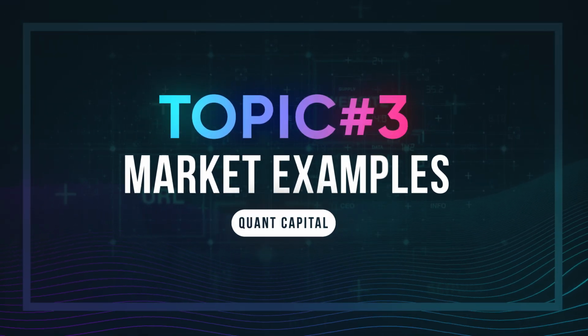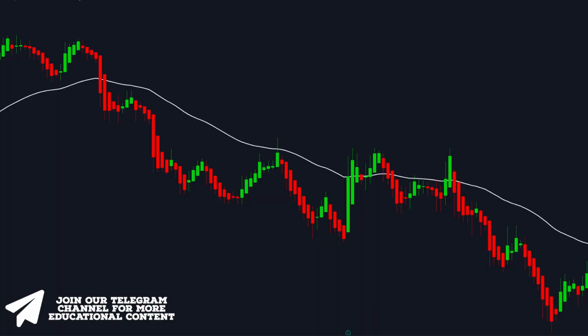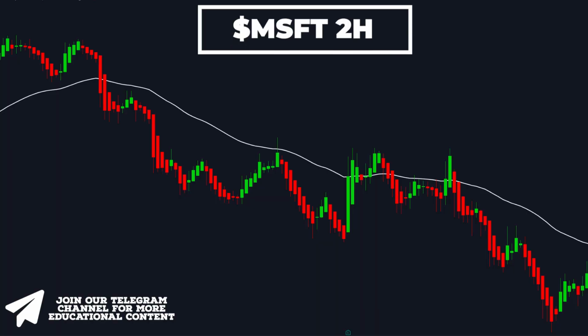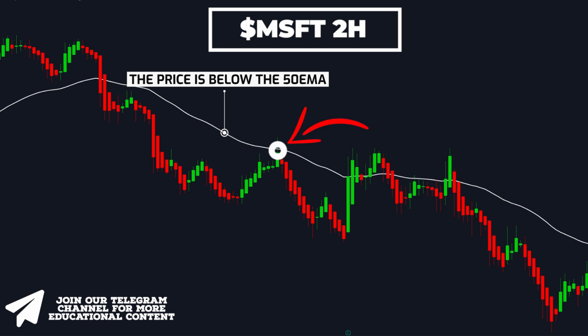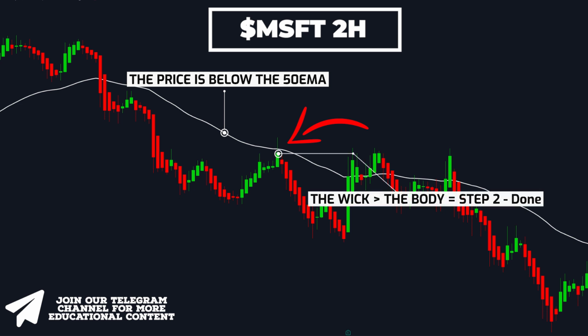As for now, let's see the market examples. Here's Microsoft stock 2 hours time frame. As you can see, the price is below 50 EMA on the given time frame, meaning that our first step is complete. Now, we should wait for a long wick rejection candle, and here it is. We have a perfect long wick candle right here that satisfies our rejection criteria because the body of this candle is less than its wick.